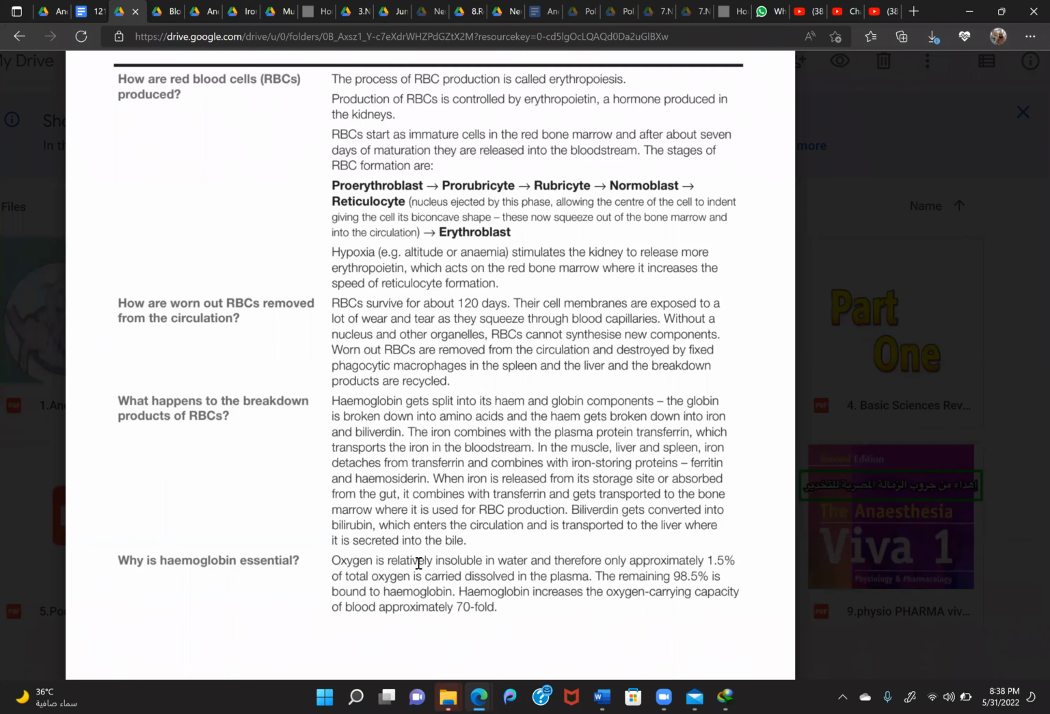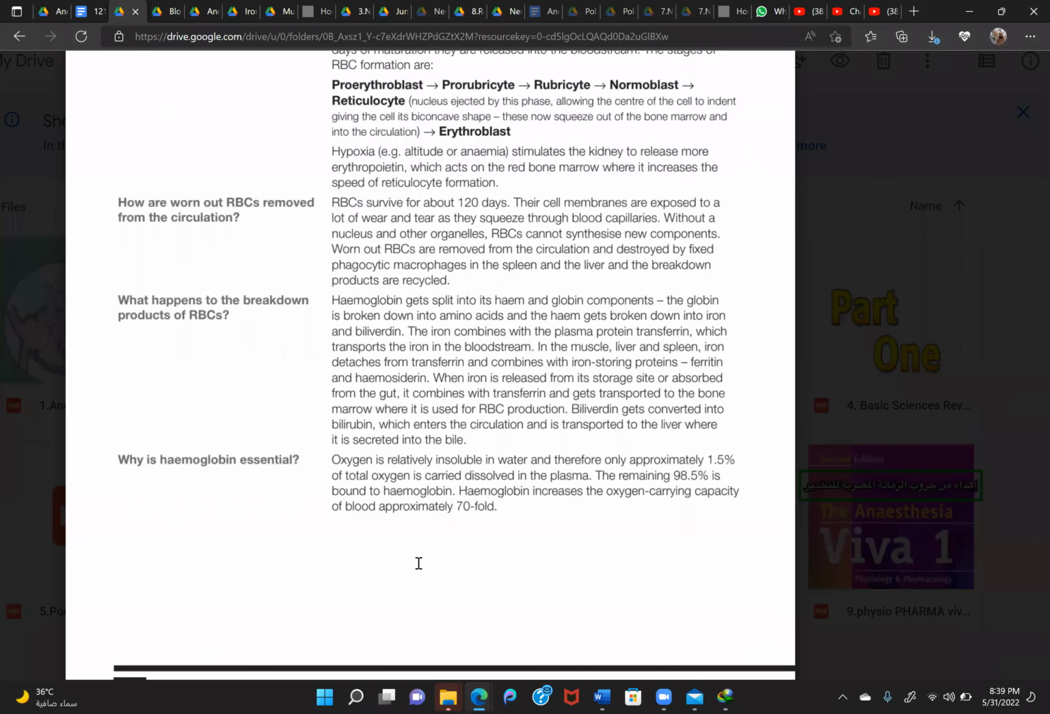Of course, in the anesthesia exam they will not be asking about erythropoiesis, but usually what is happening is that, at the end of the day, the heme iron is transported to the bone marrow, and then erythropoiesis occurs. After that, RBCs are removed by macrophages and the spleen, and then the heme component and globin component are separated. Then heme is again transported by transferrin, and it is recycled.